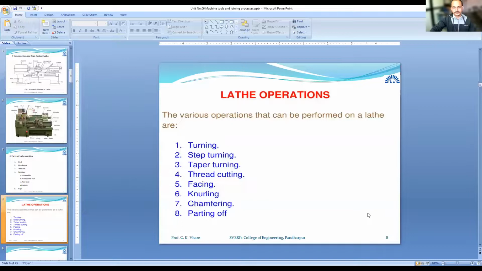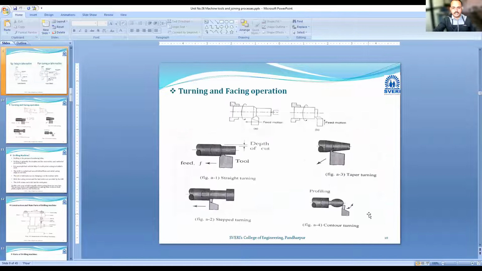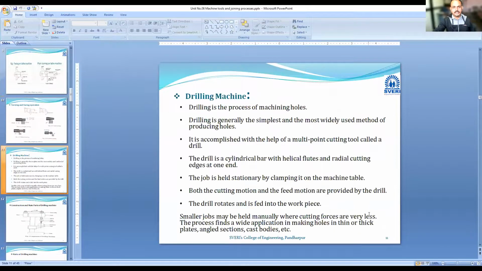Okay, understood? Yes, sir. Is anyone having any problem in the operations of the lathe machine? Okay, I think no one is having any problem or doubt. So we will move forward to the next machine. So these are the operations. Next machine is the drilling machine.